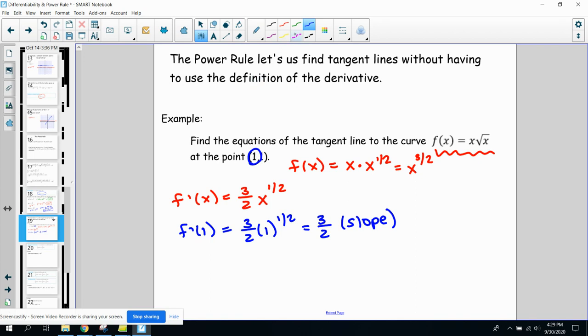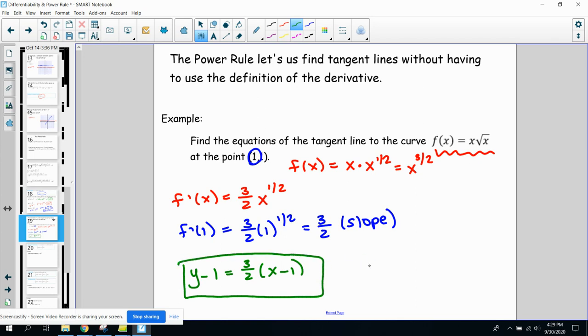And now I'm just going to use my point slope form, and I'm going to use this point and this slope. So y minus the y value of 1 equals the slope times x minus the x value of 1. Okay, so you could leave it just like this. If you wanted to solve it for y, you can get y equals 3/2 x minus 1/2. Okay, either one is fine.